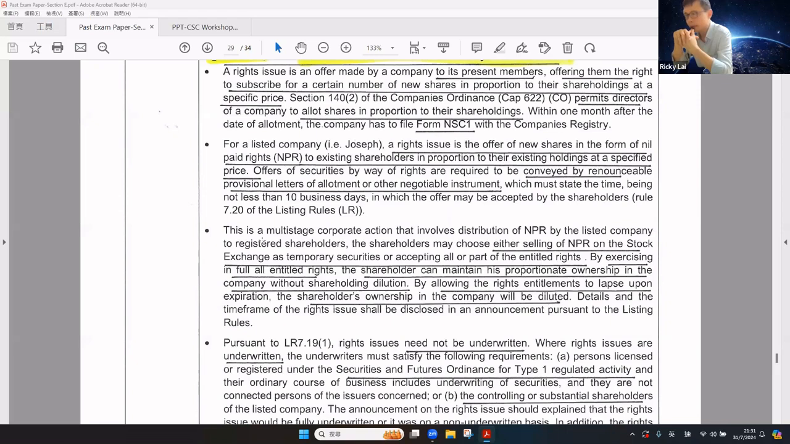There is a multi-stage corporate action that involves distribution of NPR to the registered shareholders. The shareholder may choose to sell the NPR on the stock market as temporary securities, or accept all or part of the entitled shares of the rights. By exercising in full all entitled rights, the shareholder can maintain the proportionate ownership in the company without any shareholding dilution. By allowing the rights entitlement to lapse upon expiration, the shareholder's ownership in the company will be diluted. Details and the timeframe of the rights issue shall be disclosed in the announcement.